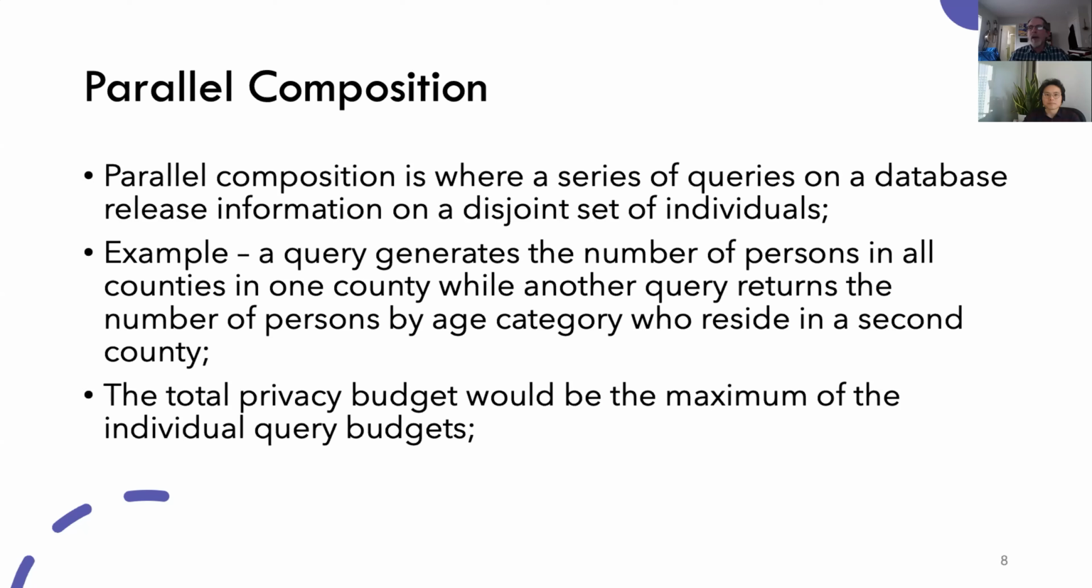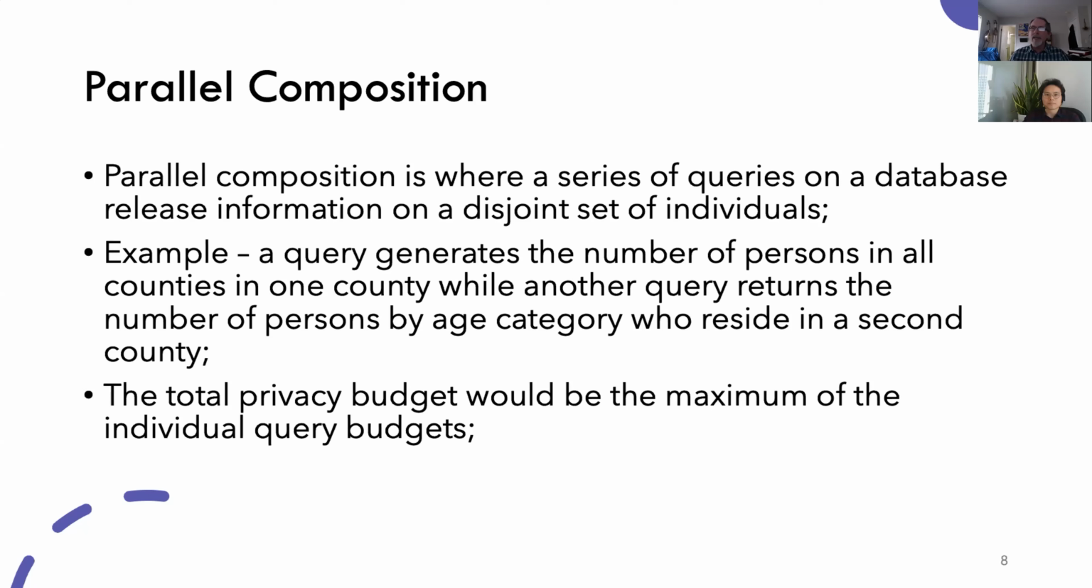So let's say you have a population database that covers 3 counties, Sacramento, Los Angeles, and San Francisco. So let's say you want to know the number of persons in each one of those particular counties. What this would mean for the privacy loss budget is the budget would be the maximum of each of those individual query budgets. So let's say you set one budget at 2, you set one budget at 3, and one budget at 1. The maximum of those would be 3. So the total privacy budget for that data set would be the maximum, 3, of each of those individual queries.